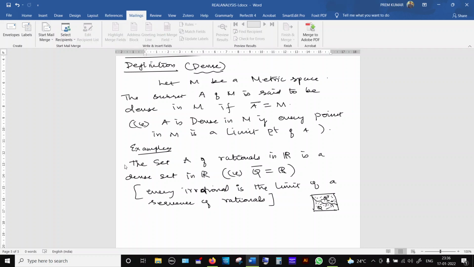The other example, the second example: consider the metric space R with the discrete metric, R_d. R_d has no dense set except the full space R_d. No other subset satisfies this dense property, that is, a subset whose closure is equal to the full space.